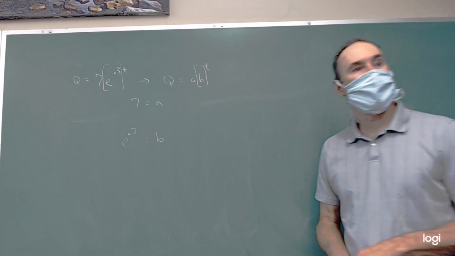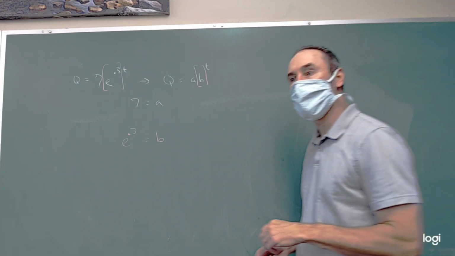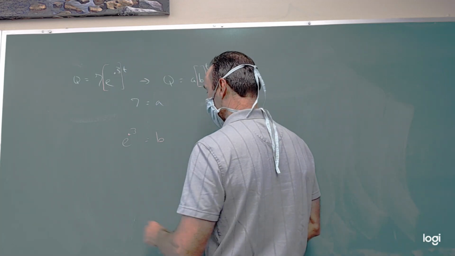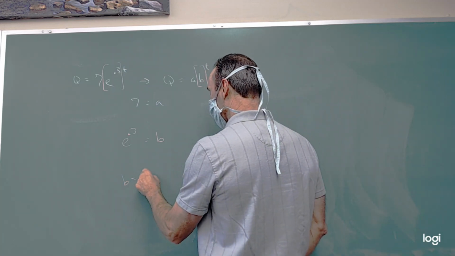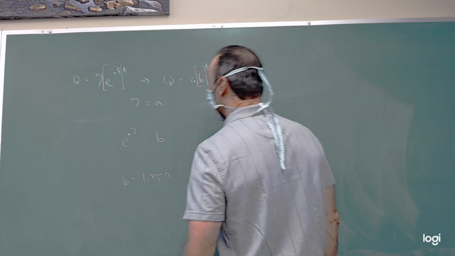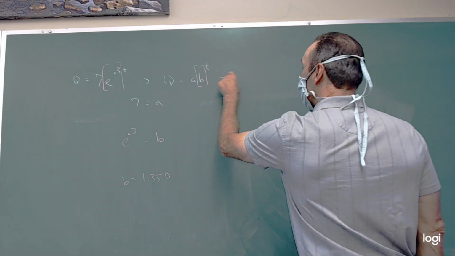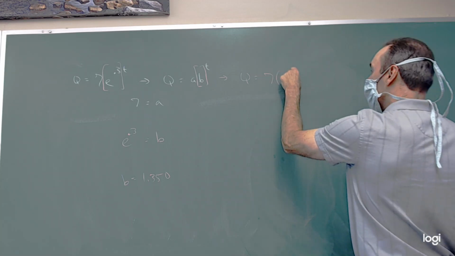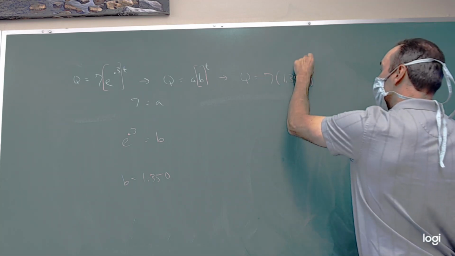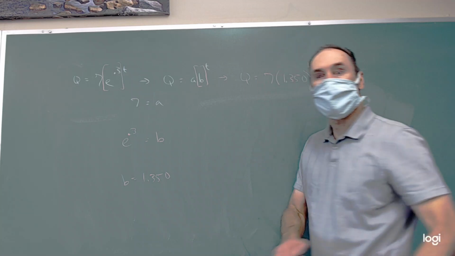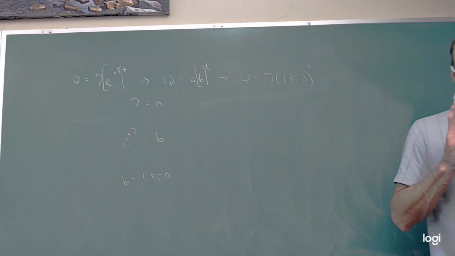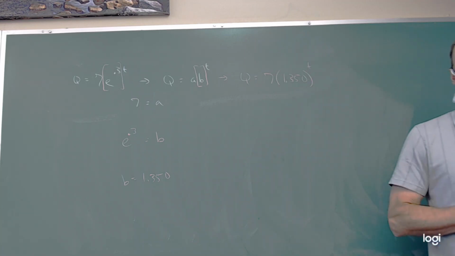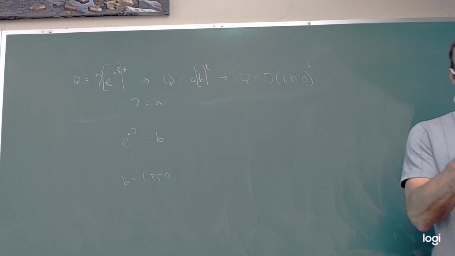Are we getting 1.350? Yeah. There we go. Happiness. So we will write this as Q equals the 7 and then 1.350 to the t power. Is that okay? Okay. You okay with that, Emily?